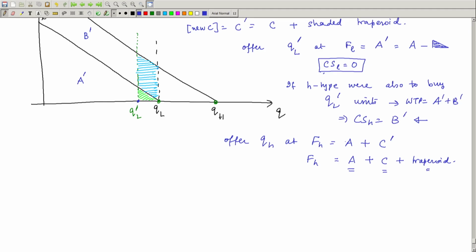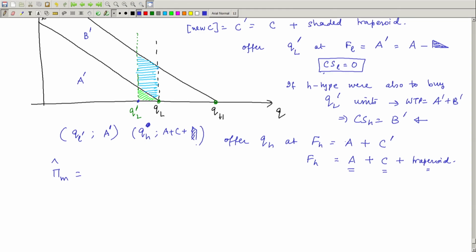Okay. So, essentially what do I get? The profit of the monopolist then is, let me call it pi m hat, right. So, this is the fee. So, essentially I have QL prime units at FL equal to A prime rupees and QH units at a fee equal to A plus C plus this trapezoidal area.